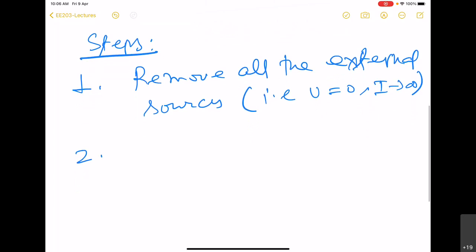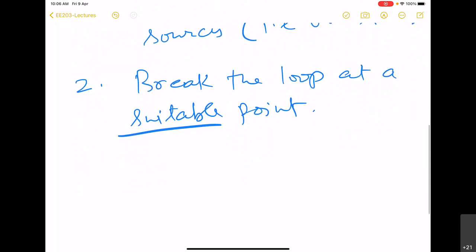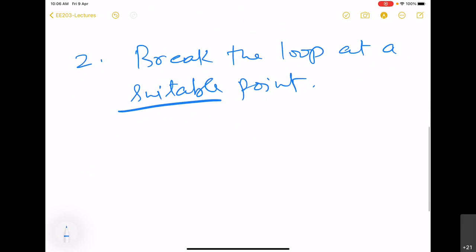Then in the second step, we break the loop at a suitable point. We will elaborate what we mean by a suitable point, how to identify the suitable point, and in case we are not able to find one, what step we need to take to break the loop. So there is going to be additional information related to step 2, but we will come to that later on.